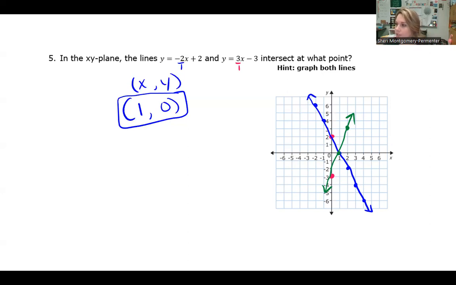Again, this is a hard question to answer on the quiz unless you actually graph them. Your graph's not going to have a grid there. So use your little slip of paper.